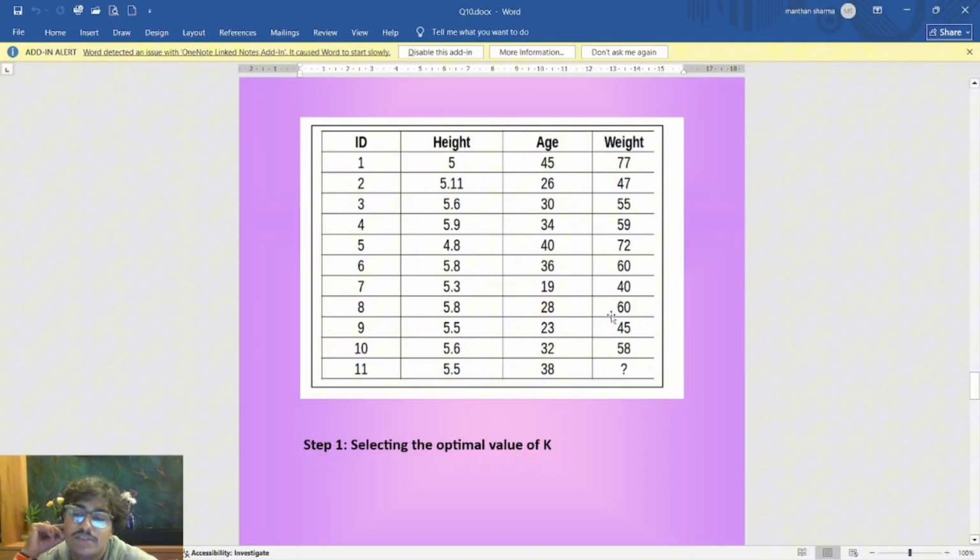So we take the average of these three values. After averaging, the predicted weight of ID 11 is 64. Therefore, the answer for the missing weight of ID 11 will be 64. So to summarize, KNN is simple, powerful, and intuitive. It is called a lazy learner because it does all the work during prediction instead of training. It relies on distance, similarity, and neighbor voting to make predictions.